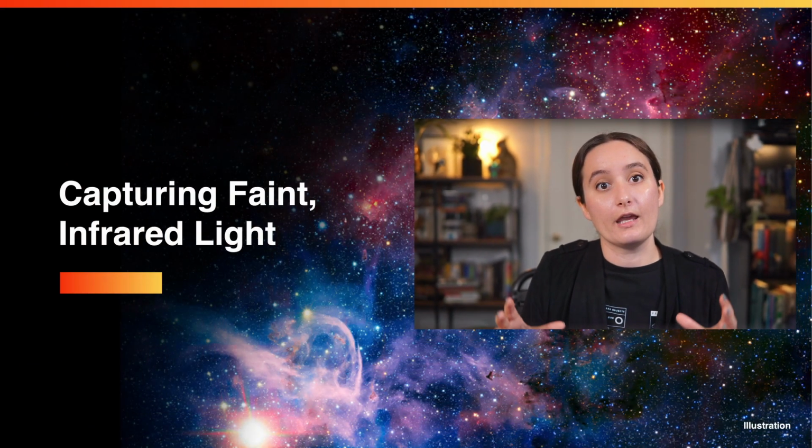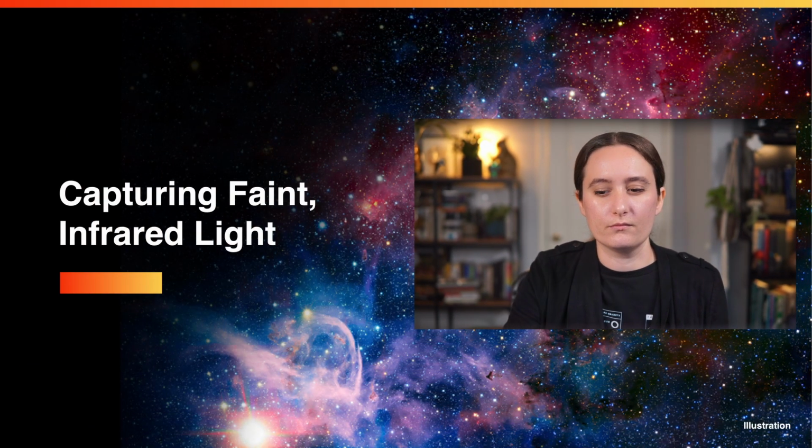So that really gives us the question, what are the very first galaxies like? What do they look like? What are their properties? How can we observe them? And you can't quite do that with Hubble. You need a different tool. So we need to capture faint infrared light.